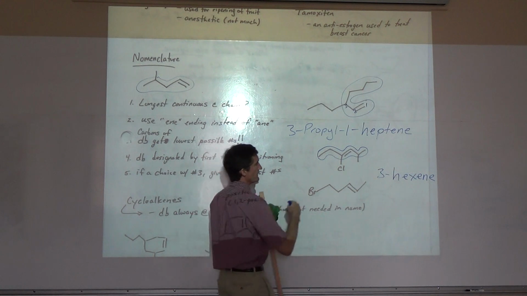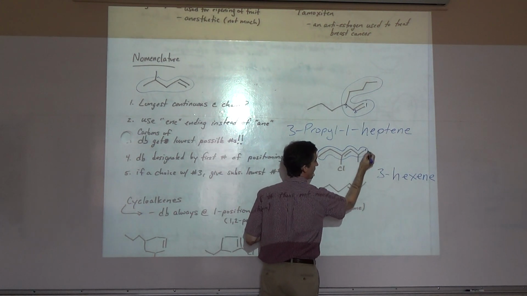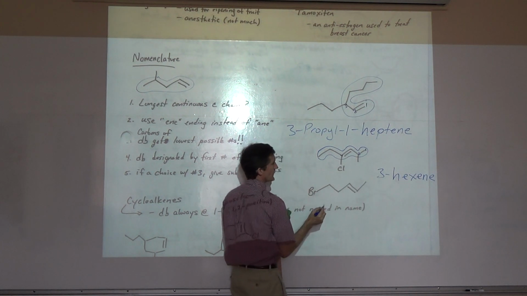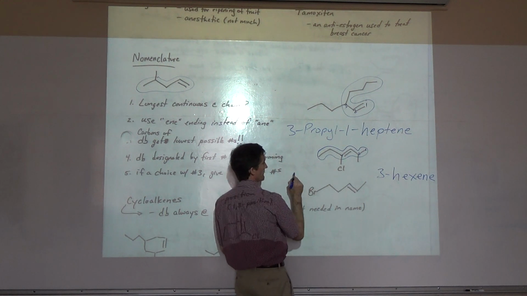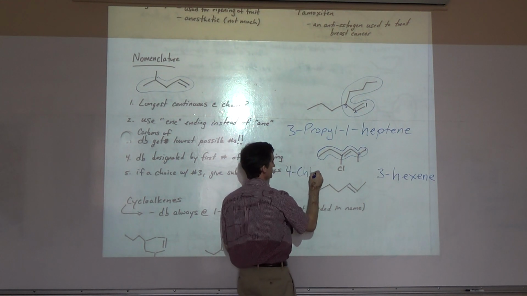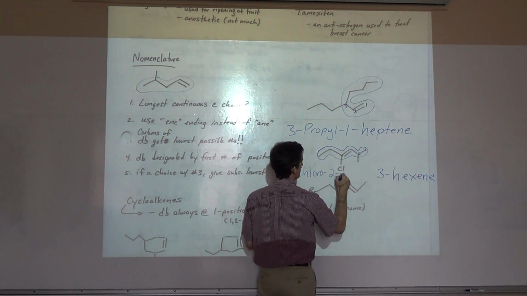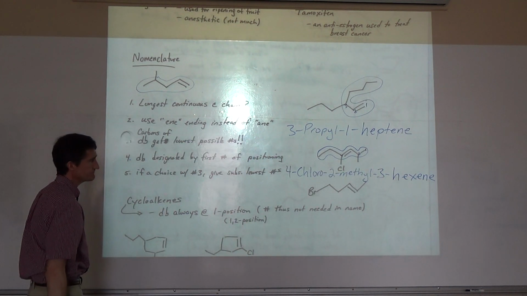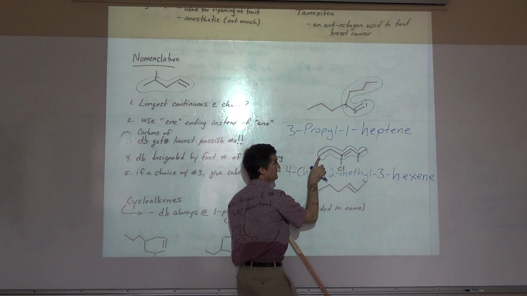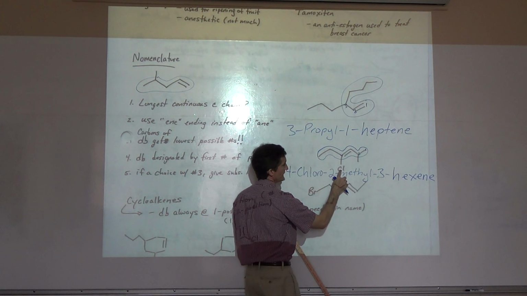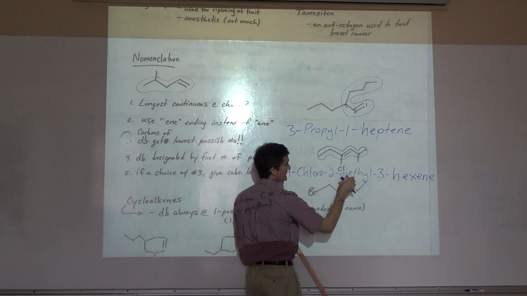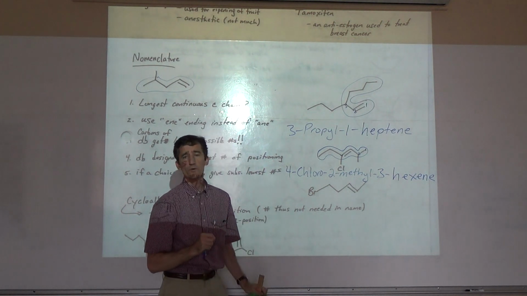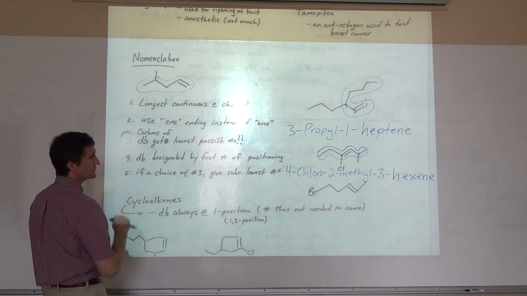Which end is truly number 1? Over here. If this is 1, we have subs at 2, double bond at 3, and then 4. And so that would be a methyl and chloro. Chloro comes first, 4-chloro, 2-methyl, 3-hexene. If this was the 1 position, it would have been 3-chloro, 5-methyl. So our substituents would have been 3 and 5 instead of 2 and 4. 2 and 4 is better than 3 and 5. So there's our name.